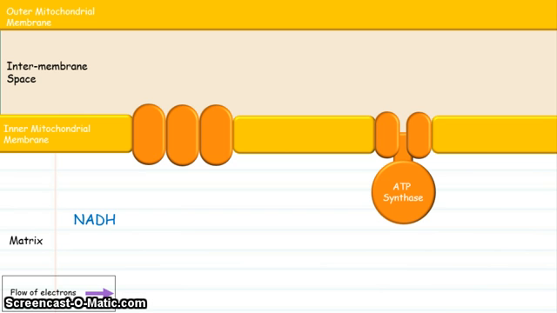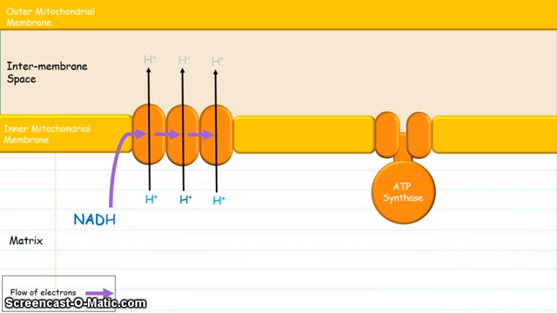We have the NAD comes along, and it releases its hydrogen ions and its electrons, the flow of electrons indicated by the purple arrow. So the electrons are passed along the cytochromes in the electron transport chain itself, and in that process hydrogen ions are pumped across the membrane to the intermembrane space.